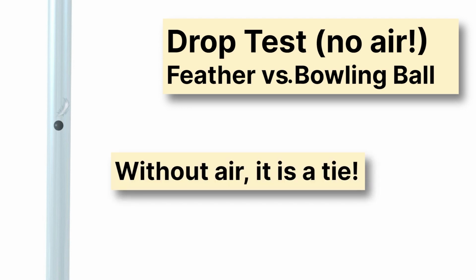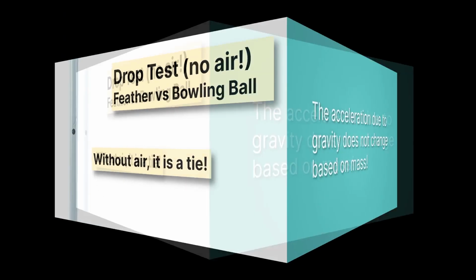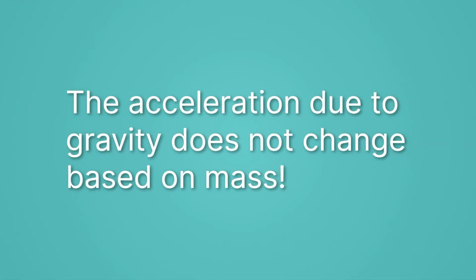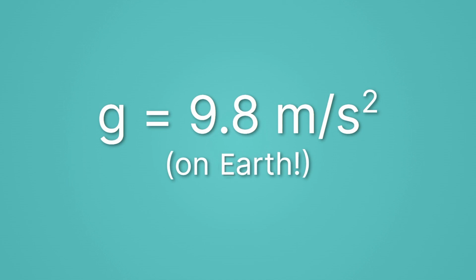This tells us something really important about gravity. The acceleration due to gravity does not change based on mass. So even though the feather is light and the bowling ball is heavy, they fall at the exact same rate. They're accelerated by gravity at exactly 9.8 meters per second squared.